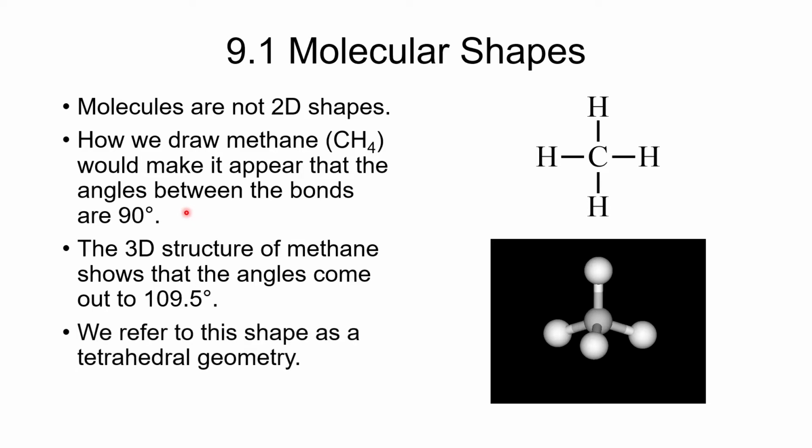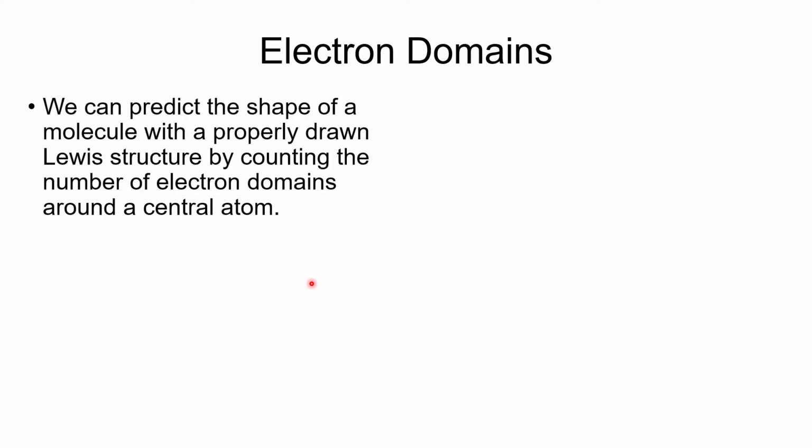We refer to this shape as a tetrahedral geometry. So we call that a tetrahedral geometry. Tetrahedral shows up quite a bit in chemistry. So we want to look at the concept of electron domains, and whether we can predict what shape the molecule is going to be, provided that we have drawn the Lewis structure correctly. If we have a valid Lewis structure, then figuring out the shape is pretty straightforward.